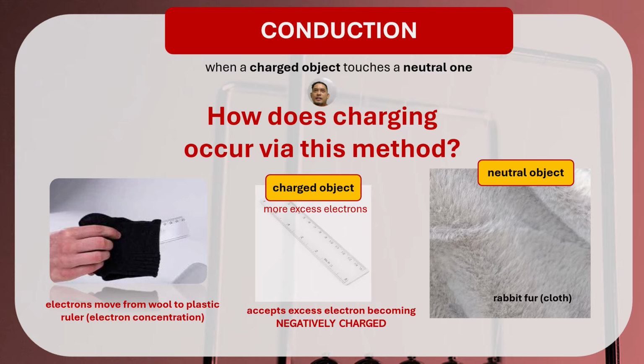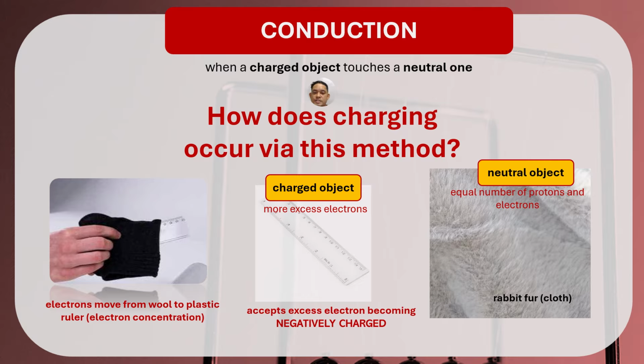If you could still recall, in the triboelectric series, which one will donate electrons and which one will accept electrons? It depends upon the electron affinity between these two objects, the plastic ruler and the rabbit fur. Let's try to find out later.